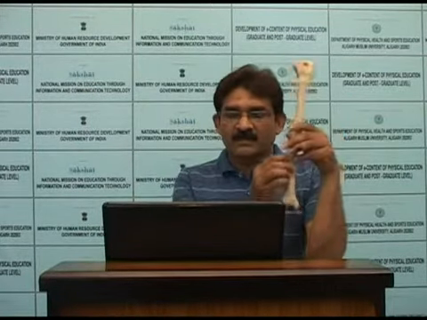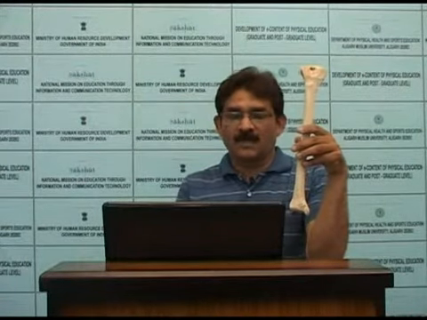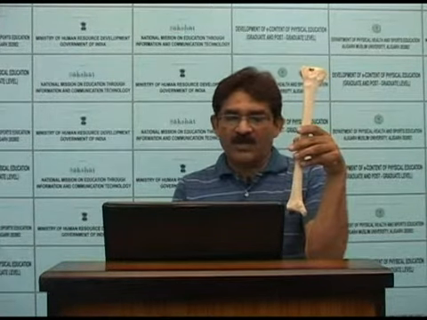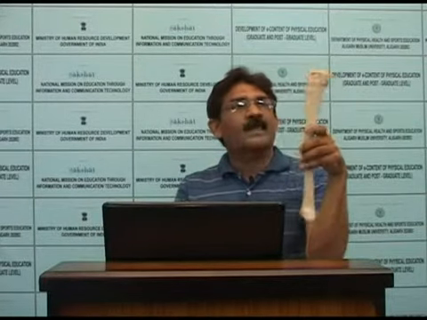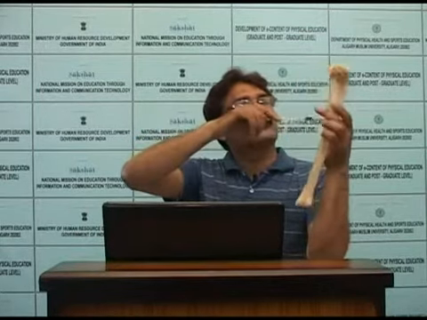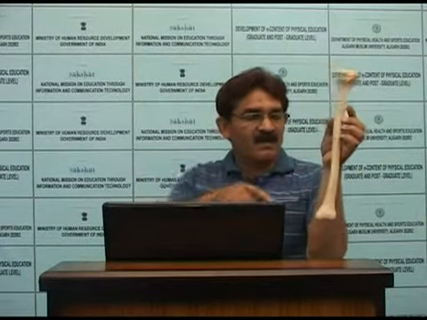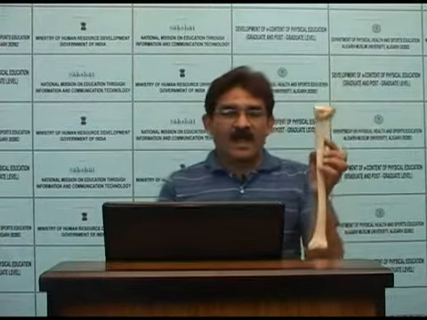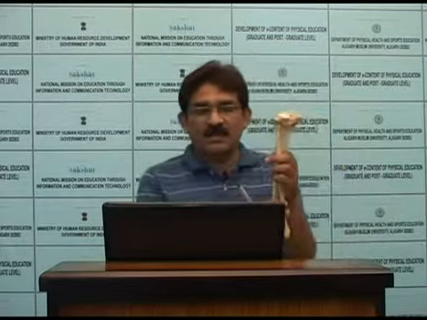The lower end of this bone has the fibular notch, and this is the medial malleolus. This is the posterior side of this bone. We can see the posterior side of this bone more clearly, and the supporting bone alongside this bone is the fibula.